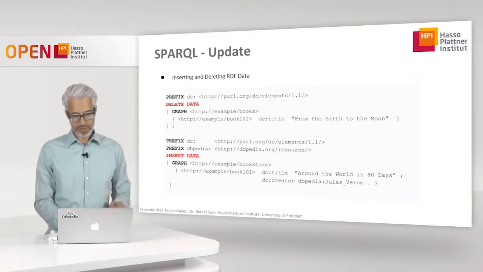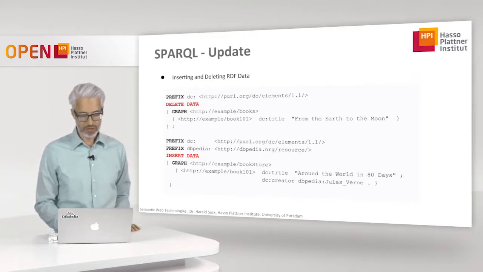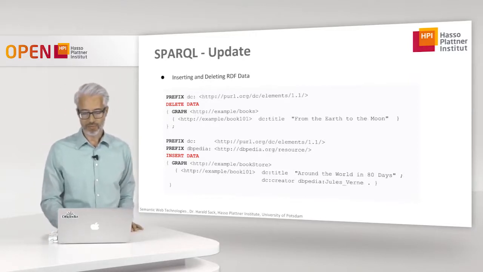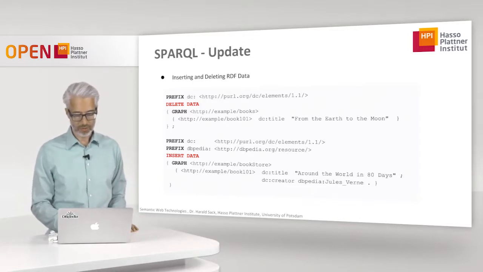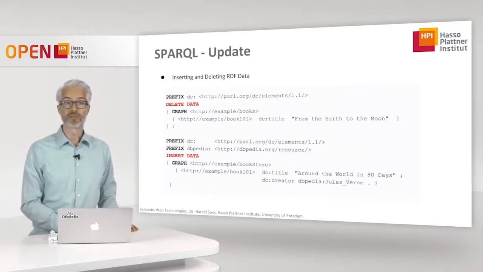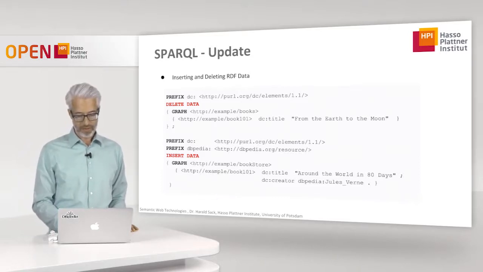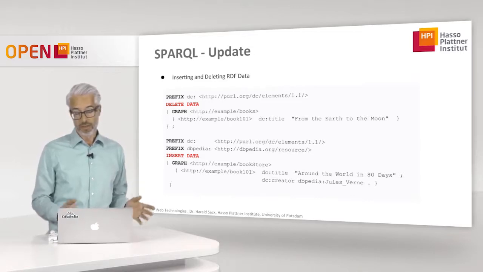So in the first statement, you see that we want to delete a book with the title From the Earth to the Moon. And in the second one, we want to insert a book in our bookstore with the title Around the World in 80 Days. And we want to insert the triple that the book has the creator, DBpedia Jules Verne. So quite easy.